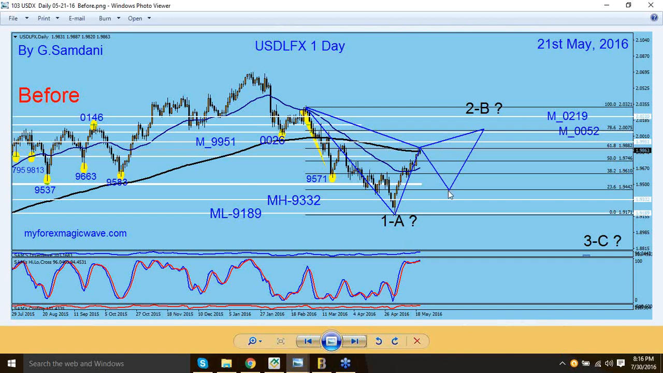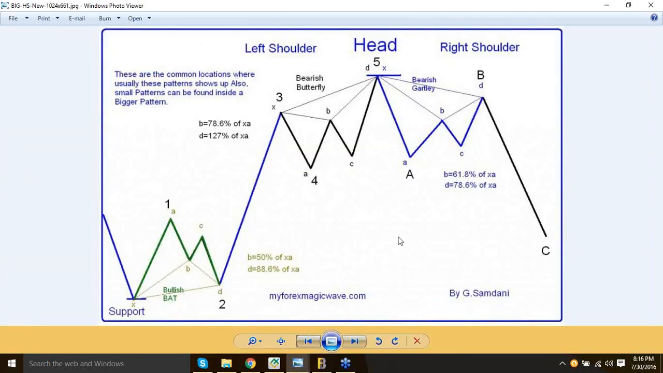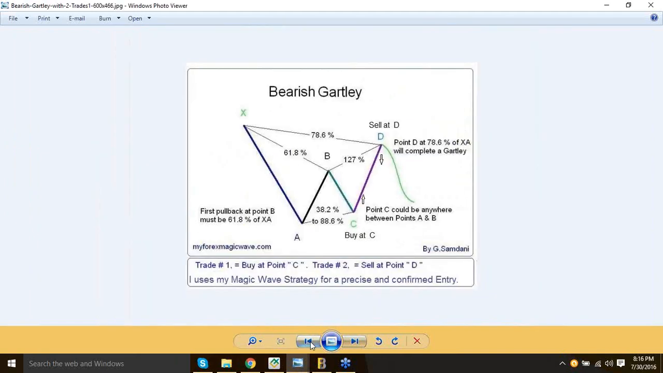Then we're supposed to come down here for B and then go for C around 78% of this draw, and that will make a gartley because the first pullback is 61%, second pullback is 78%. And let me show you how a gartley looks and what is the calculation of a gartley pattern. This is a bearish gartley. You see, exactly that's what it made over there. XA, then B is around 61%, then it comes down between these A and B areas, most likely 23% of the same fib from X to A, and then it goes for point D around 78% and then drops.